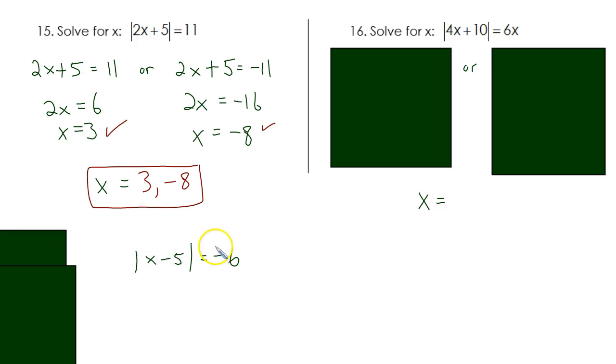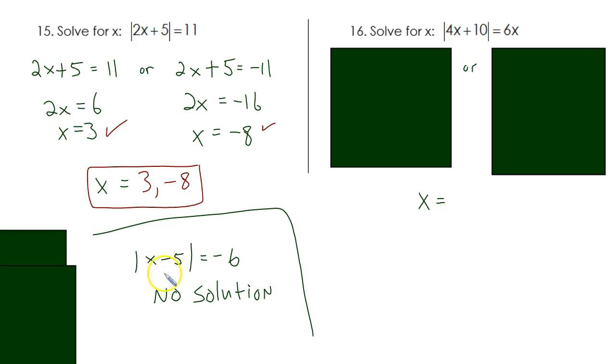when I start to solve this, I run into a problem because there is nothing that I can substitute for x that will give me a negative value. So because of that, this equation has no solution. I cannot take an absolute value of anything and get a negative response. So there are cases where there are no solutions. Number 16 is not one of those cases.